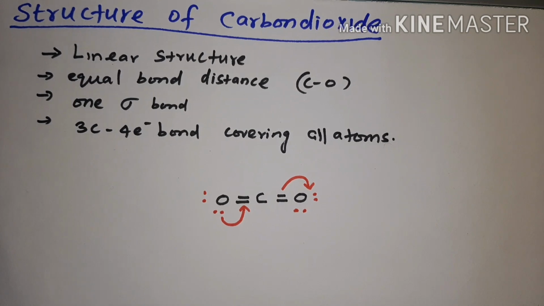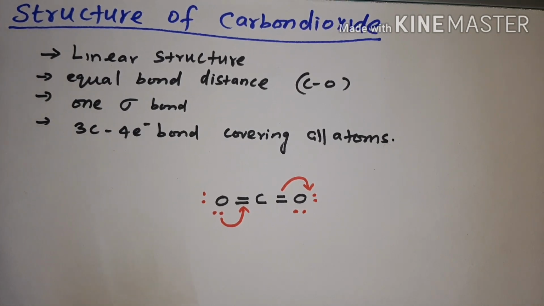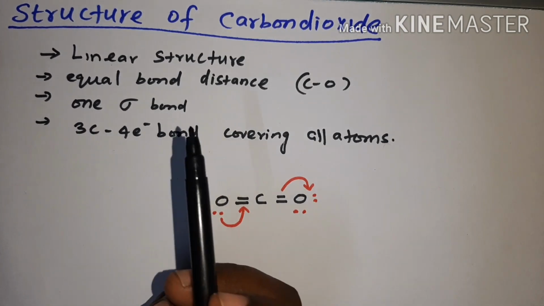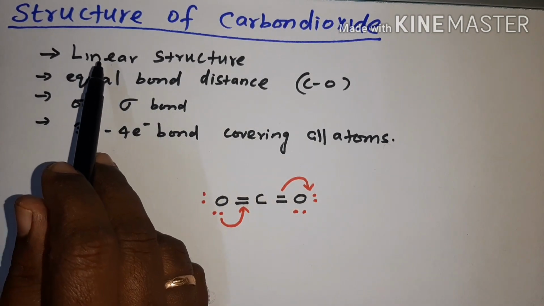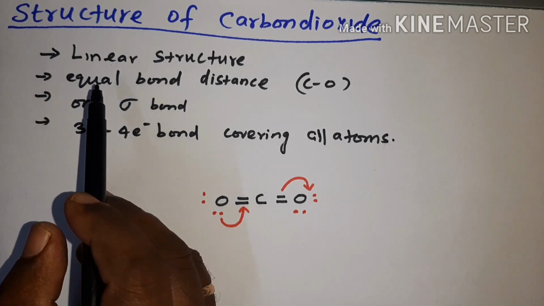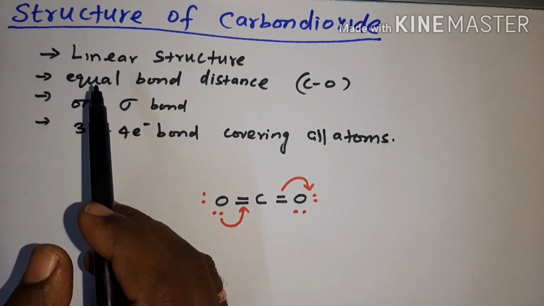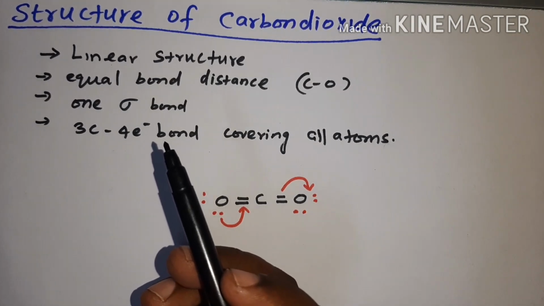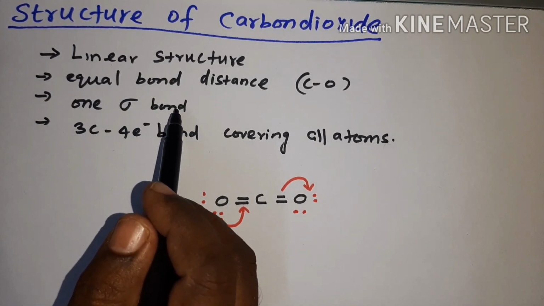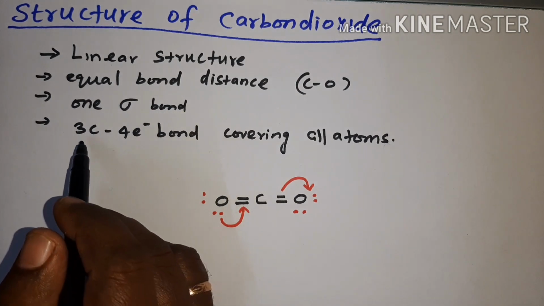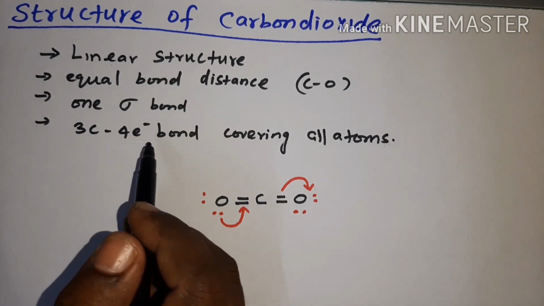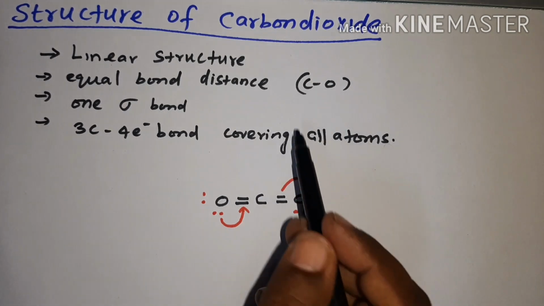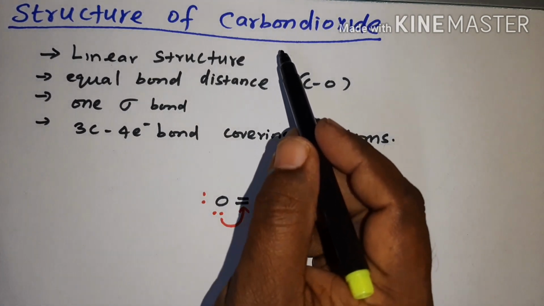Now the structure of carbon dioxide. There are 4 important points in the structure of carbon dioxide. If the question comes, write the first point: it has a linear structure. Then equal bond distance on both carbon-oxygen bonds. Then 1 sigma bond. Then the fourth point is that this is a 3-centered 4-electron bond covering all the atoms. So these are the 4 points in the structure of carbon dioxide.